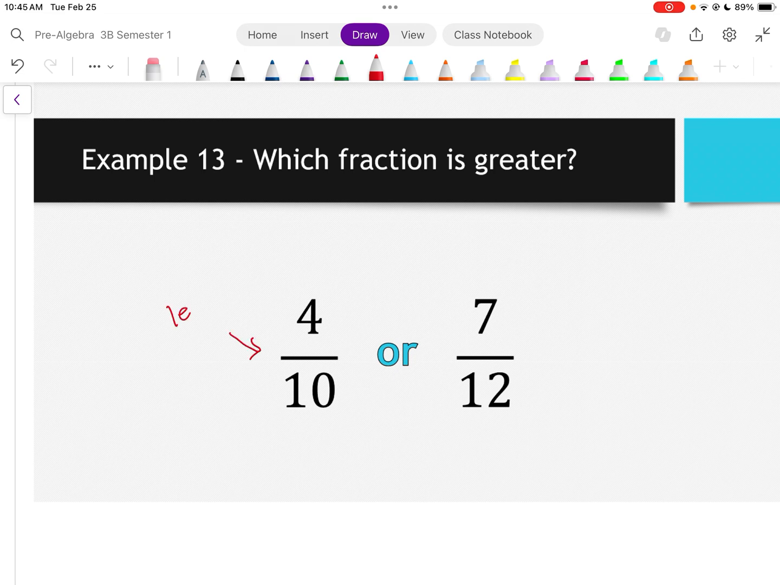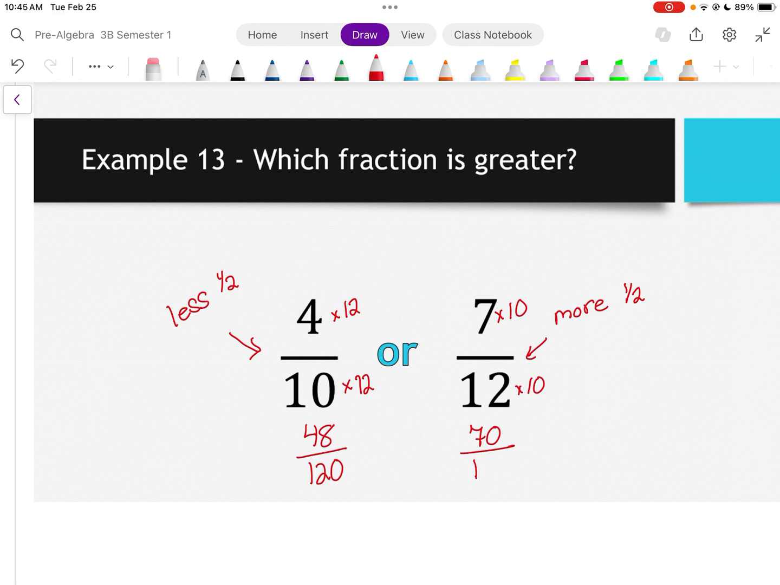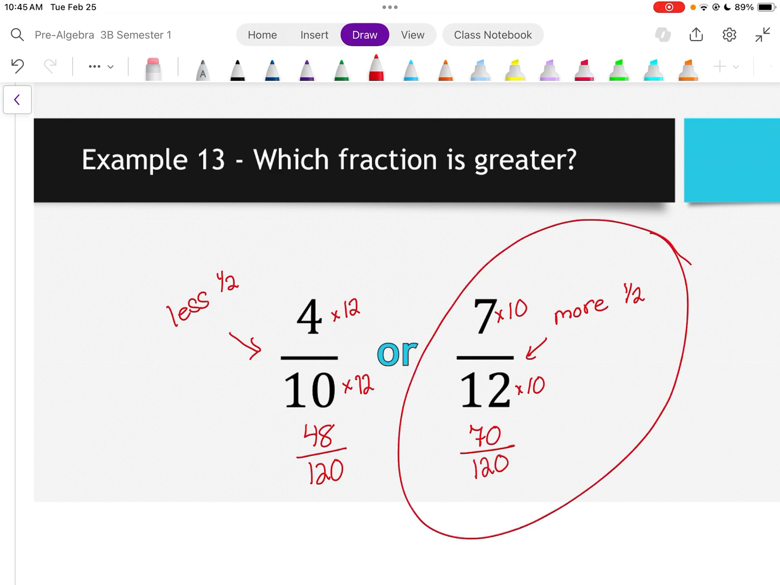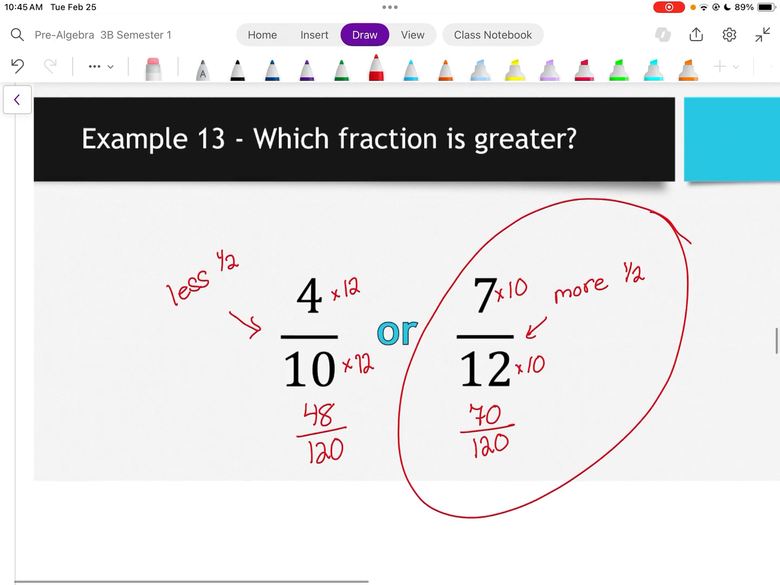Okay, for mine, I know this one is less than 1/2 because 5 over 10 would be 1/2. This one I know is more than 1/2 because 6 out of 12 would be 1/2. And one way that I'm going to check my answer is multiply both of these numbers by 12. That gives us 48 over 120. And I'm going to multiply both of these by 10. And that gives us 70 over 120. Showing that this number is, again, greater than the other.